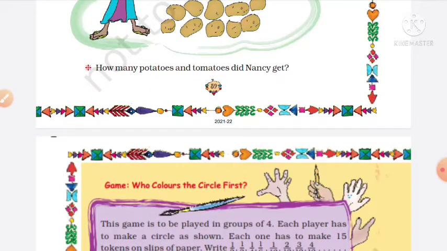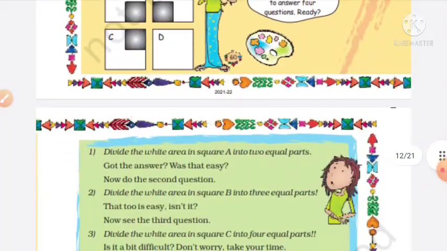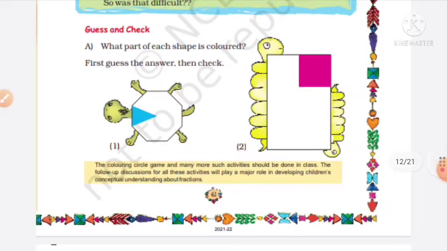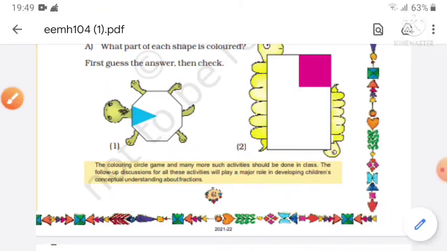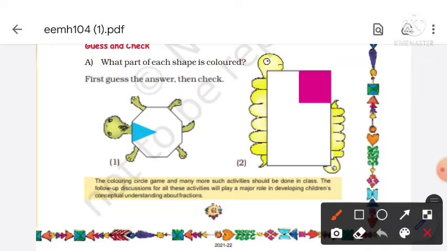Okay, so we can do it properly by your own. Okay, next is page number 16. We'll guess and check here what part of each shape here is colored. Guess the answer, then check.